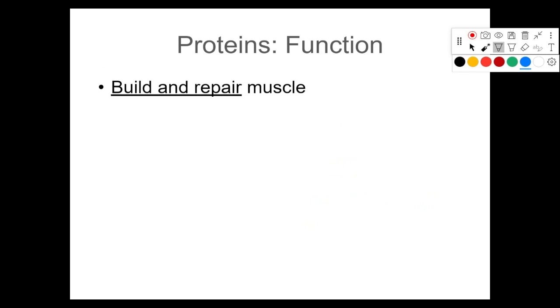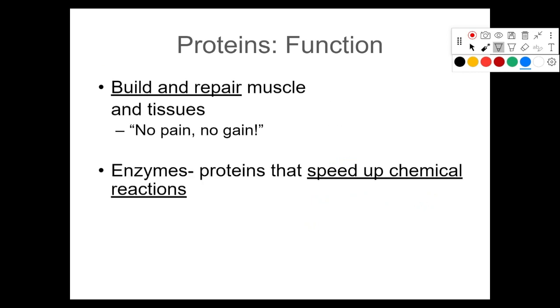So proteins serve all kinds of functions, right? They do so many things in our body. They build and repair muscle and tissues. Again, that's a no pain, no gain. That's what I was saying. People that lift weights, they need to eat a lot of protein so that your body breaks it down and then builds it up as muscle. Enzymes are proteins that speed up chemical reactions. So with enzymes, some reactions will take seconds. Without those enzymes, some of them could take days, weeks, or even years.